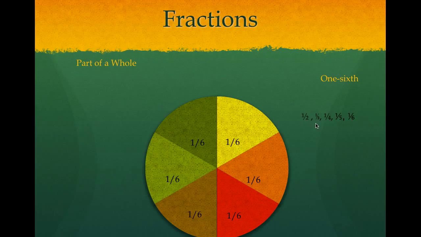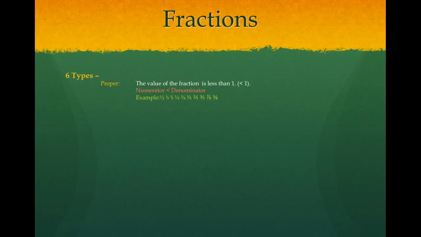Now we see that in fractions we have two things, the numerator and the denominator. So here all the fractions have a numerator of 1 and the denominators are 2, 3, 4, 5 and 6. Okay. Now let's see the types of fractions we have. Now we have 6 types of fractions.